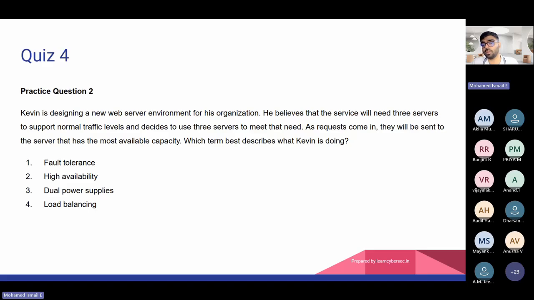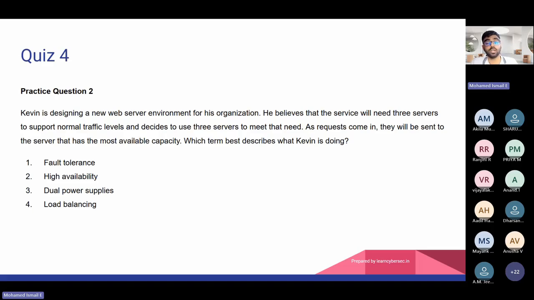As requests come in, they will be sent to the server that has the most available capacity. So the request is sent to the most available one. So among 3 servers, whenever a user accesses the web page or a service, that will be passed to the best available server, so that the web page is served quickly to the user. Which term is Kevin doing here?